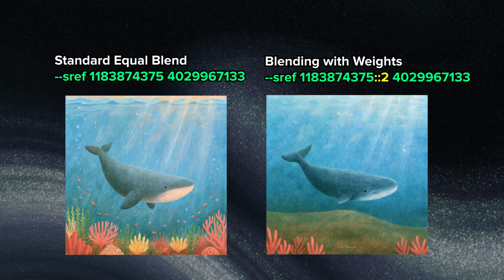Now when I run the prompt, the style in the results is a little darker and softer compared to when those two SREFs were blended equally. I've been showing you an example using just 2 SREF codes, but you can use as many as you want and the same concept applies, though it does get a little bit trickier to think about relative weights when you have more than 2 SREFs. Does that make sense though?